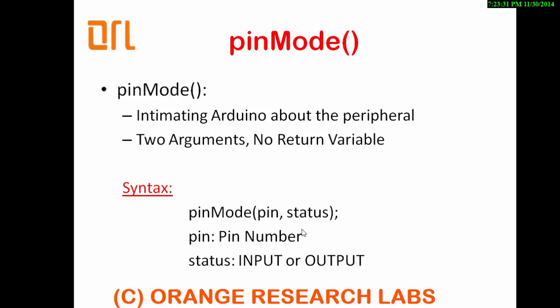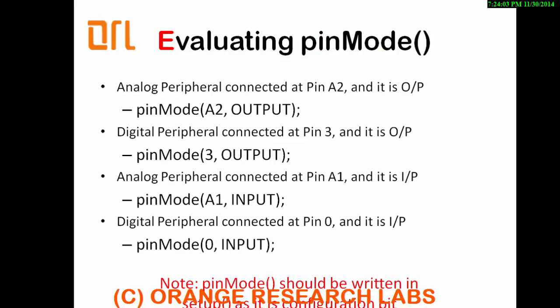It means that you can connect either an input peripheral or an output peripheral to the pin. So if you connect some digital peripheral at pin number 3, then you need to say pinMode of 3 comma status. What is the status here? It can be input or output. This pinMode function should be written inside setup, because setup is called first, not loop. You should call this function only inside setup. Clear? So let's see some evaluations of pinMode.